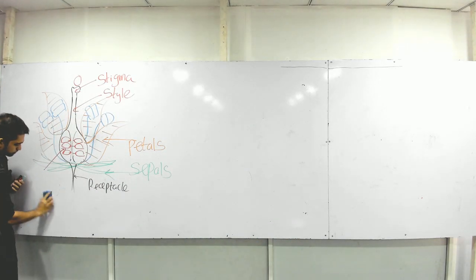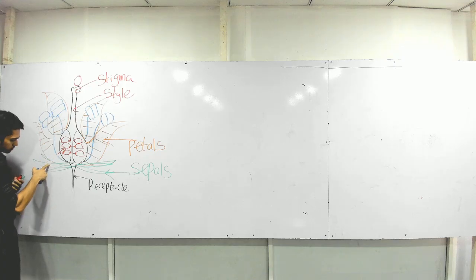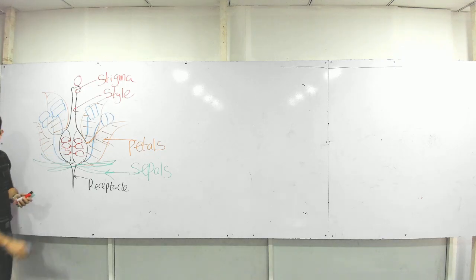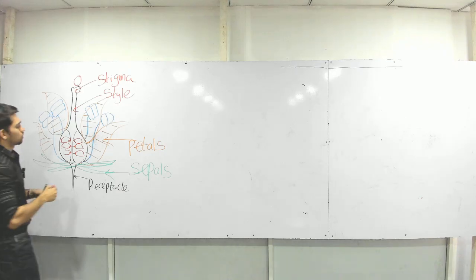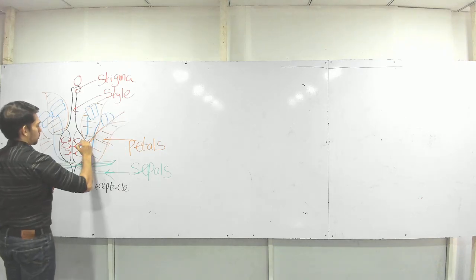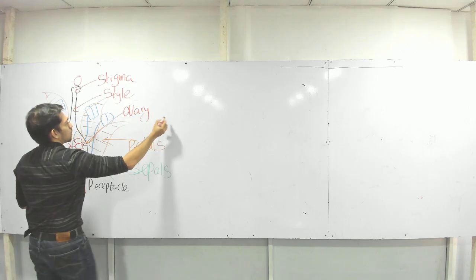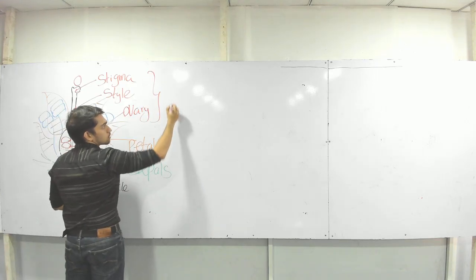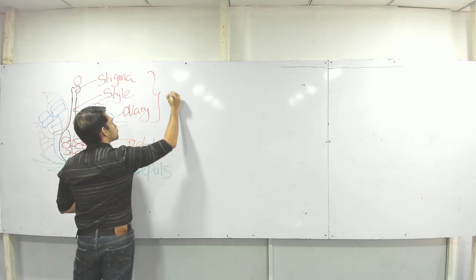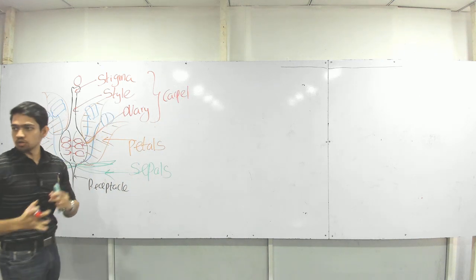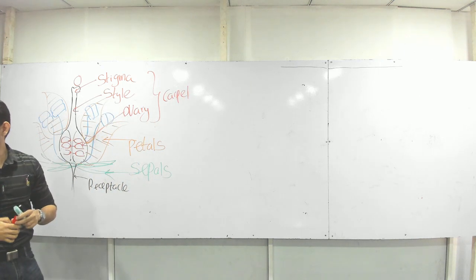I'll write the ovary here. Ovary. These three together is called what? Carpel. Carpel is the collective name we give for the female parts of the flower.